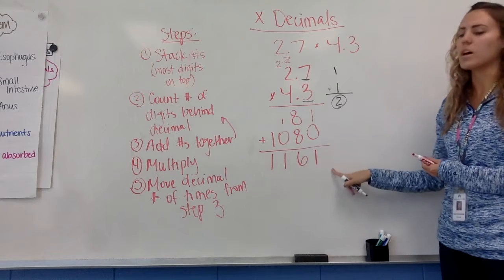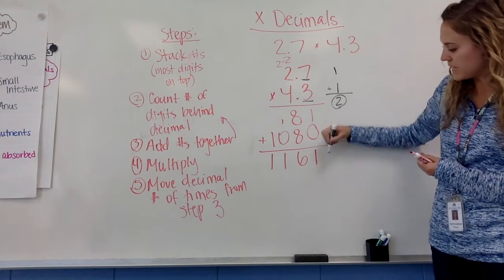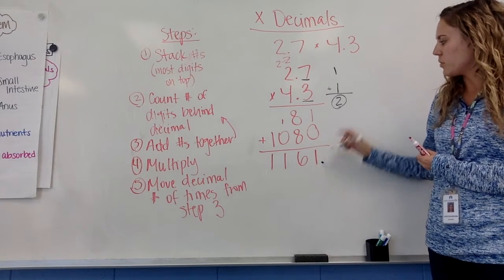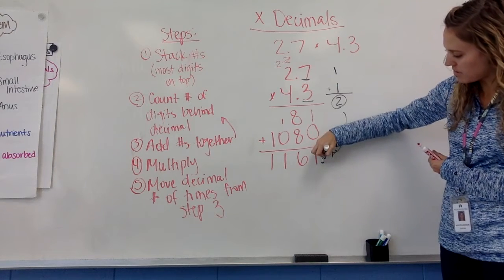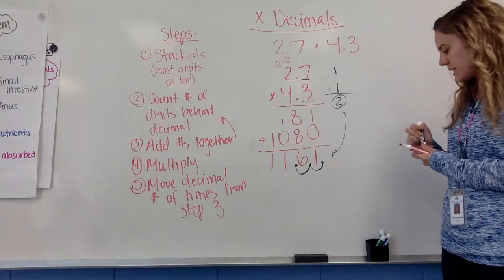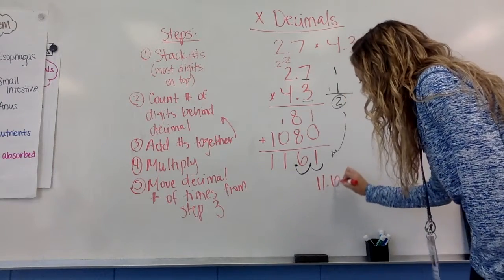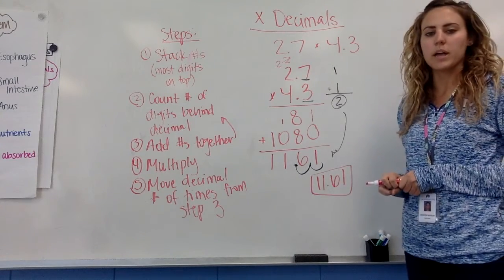This is a whole number in my answer right now. And we know that the whole number has a decimal at the very end of it. So we have our decimal, and we're going to move it 2 times. So I'm going to move it 1, 2, and that's where my decimal is living now. So my answer is 11 and 61 hundredths. And that is multiplying decimals.